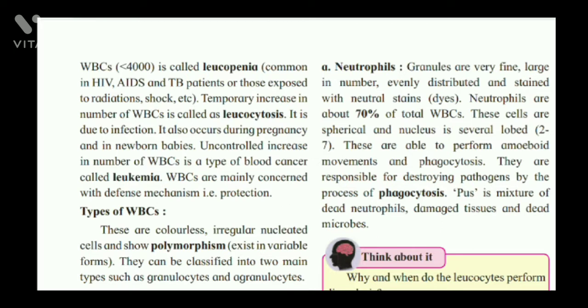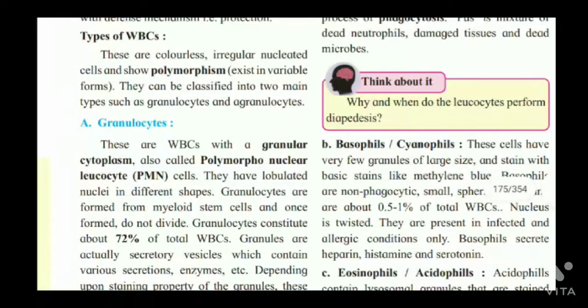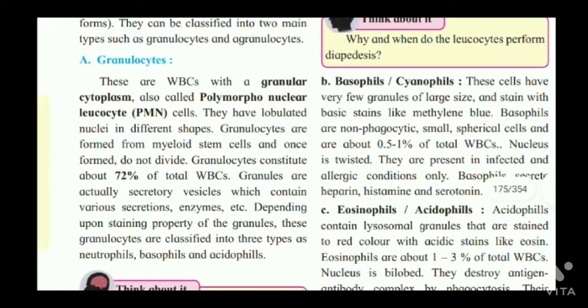Types of WBCs. These are colorless, irregular nucleated cells and show polymorphism, that is they exist in variable forms. They can be classified into two main types, granulocytes and agranulocytes. Granulocytes are WBCs with a granular cytoplasm, also called polymorphonuclear leukocytes, PMN cells. They have lobulated nuclei in different shapes. Granulocytes are formed from myeloid stem cells and, once formed, do not divide.